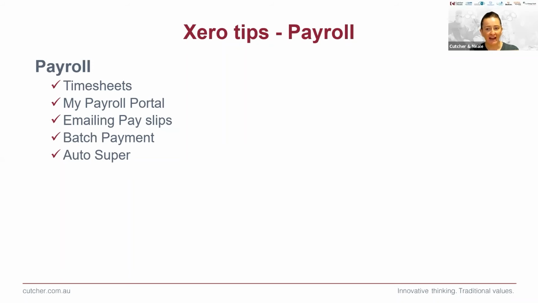Each employee can have access to their individual My Payroll portal. In this portal, they can view their contact details and their payslip history, so they can download their old payslips if they wish. They can also enter their timesheets and their leave requests and send them off for approval. Employees can also utilize the Xero Me app on their phones, and they can enter their timesheets and leave requests there as well. So great time saver. You don't have to be doing this. The employees can get involved.